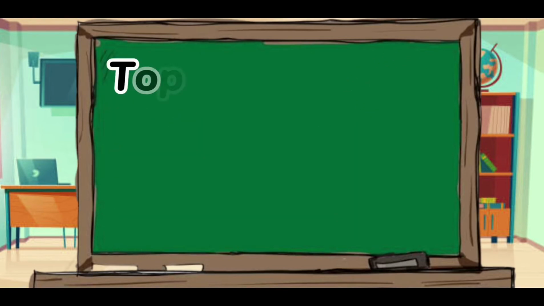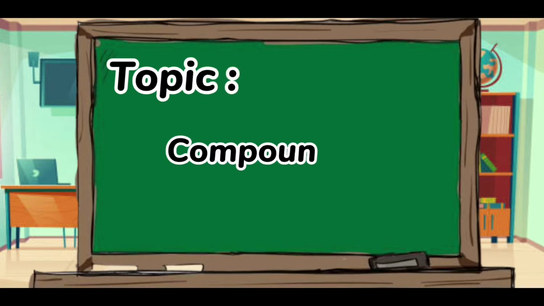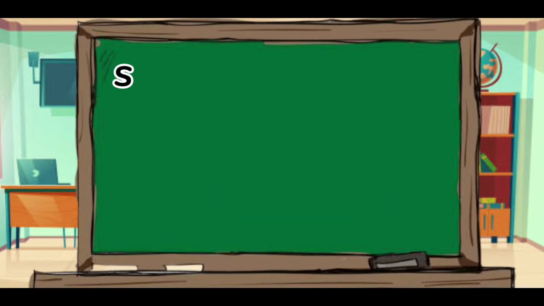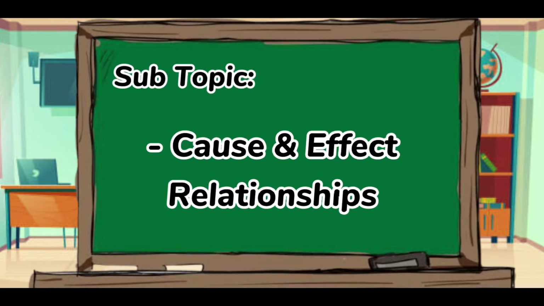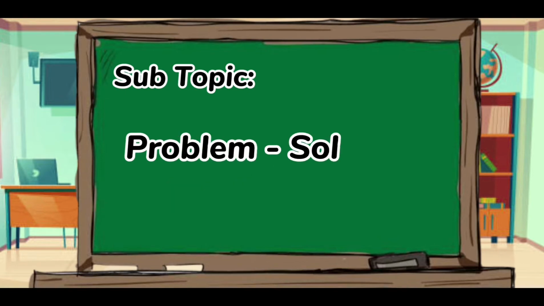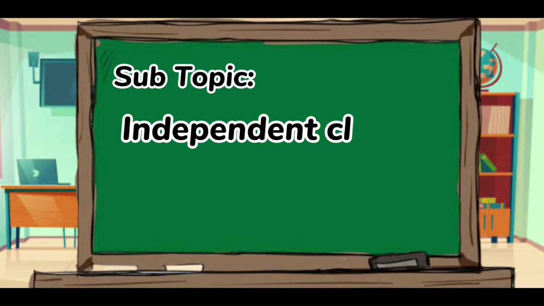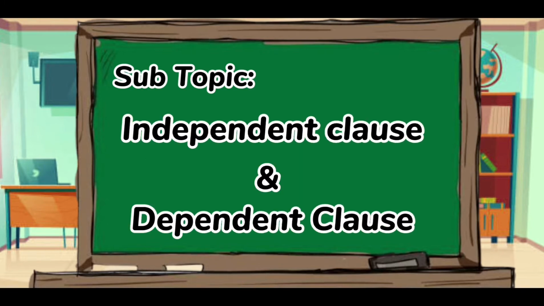For today's lesson, we will discuss compound and complex sentences. But first, we will discuss the following. First, the cause and effect relationships. Next, the problem and solution relationships. And lastly, the independent clause and dependent clause.